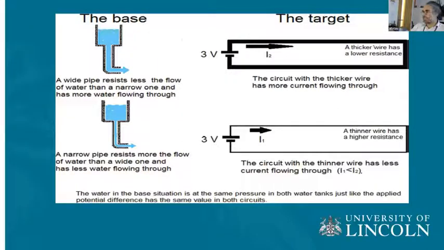For instance, as you will see here in the picture, the students can use the flowing water analogy to understand current flow in simple circuits, in which the flow of water through a wide and narrow pipe can be compared to the flow of current through a thick and a thin wire.